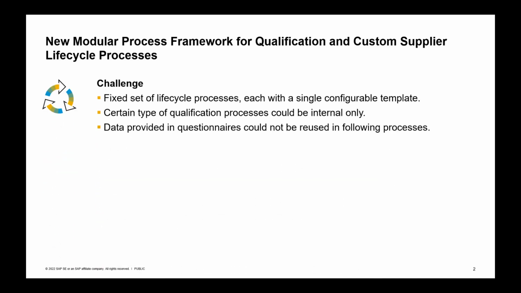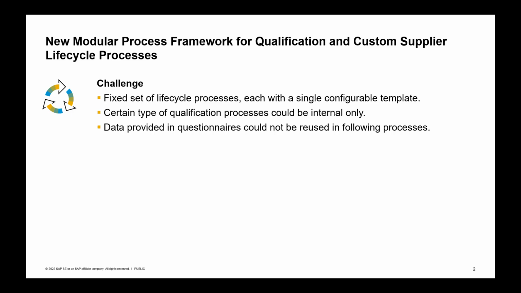Regarding the challenges, SLP used to have a fixed set of lifecycle processes, registration, qualification, prefer, each with a single configurable template, while lifecycle processes could be different per supplier type, commodity, region, or department scope. Also, certain types of qualification processes could require information from internal users only, with no supplier involvement, and this was not supported in the tool.